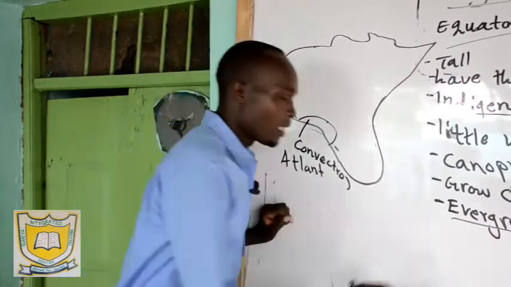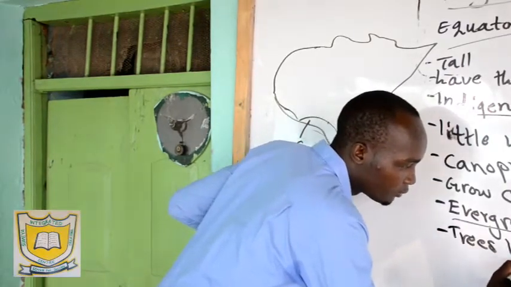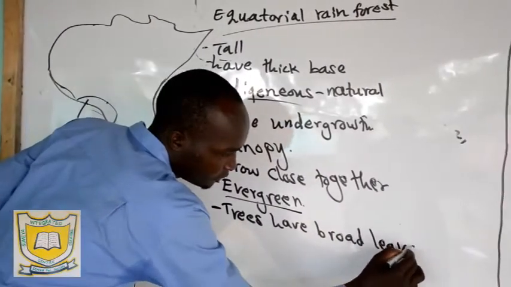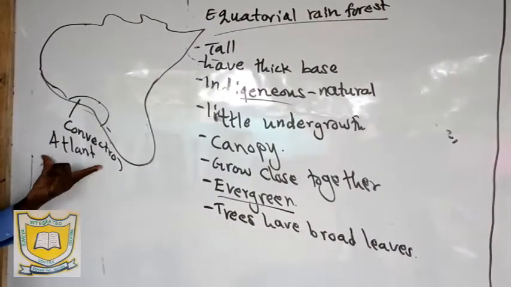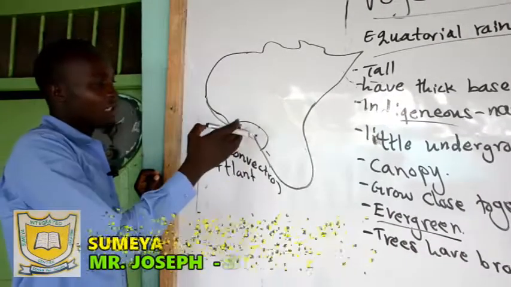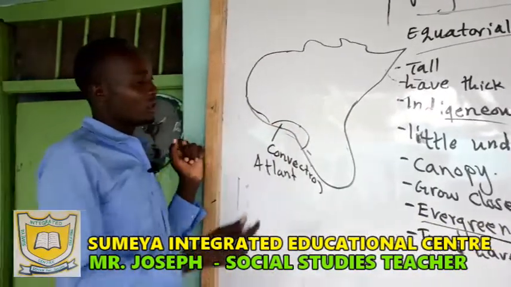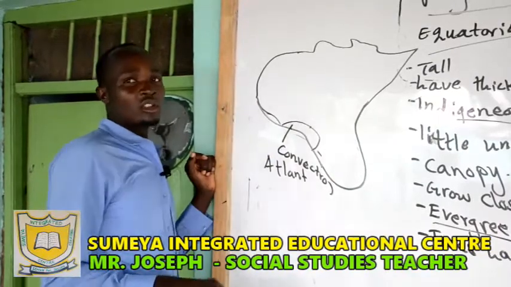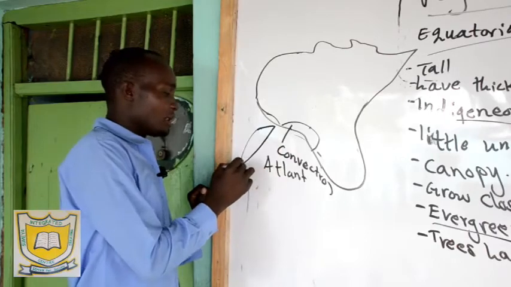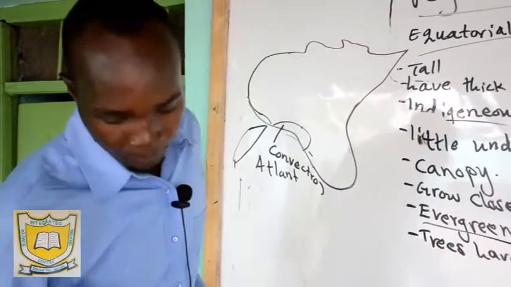So that it is. Then the trees have broad leaves. The leaves of these trees are very broad. Why? Because they don't have a problem with water. We are saying that here there is a lot of convectional rainfall, so the leaves are very broad in order to carry out transpiration, because the trees get a lot of water. So the leaves are very broad also to lose a lot of water, because there is no problem with water.